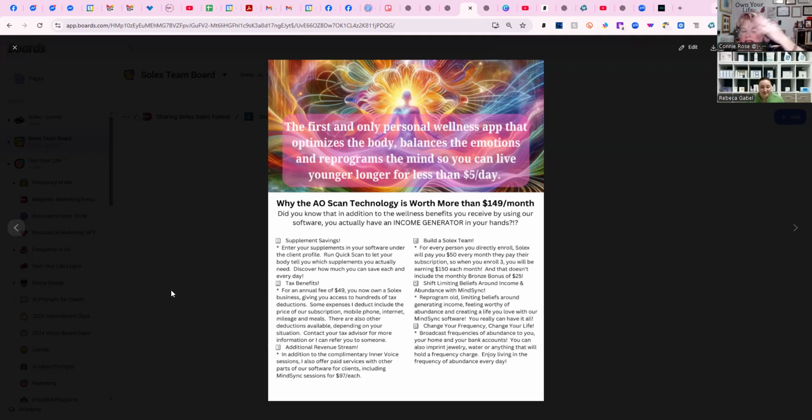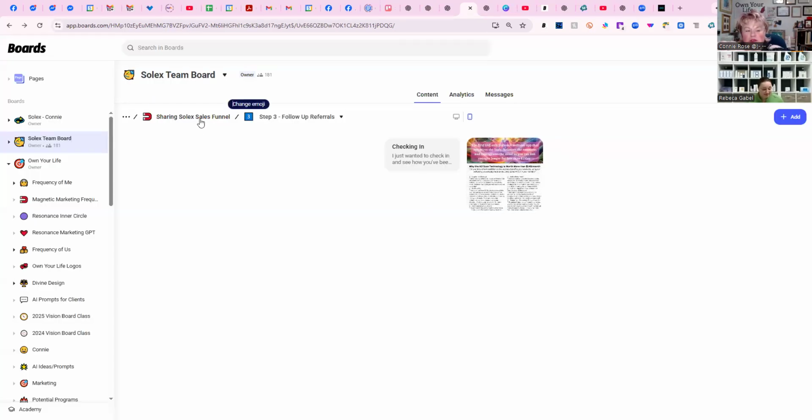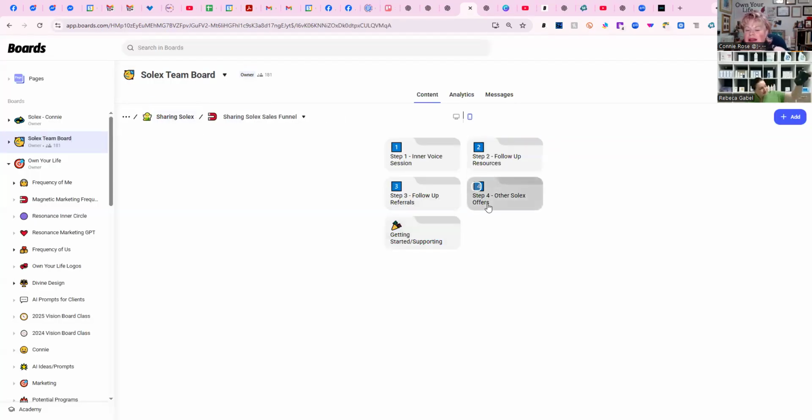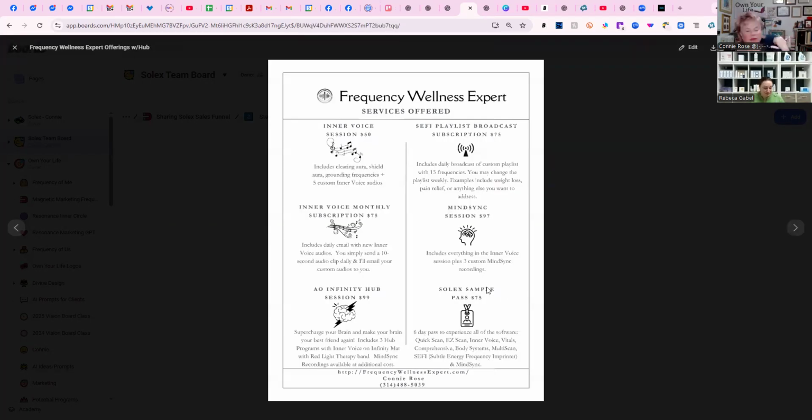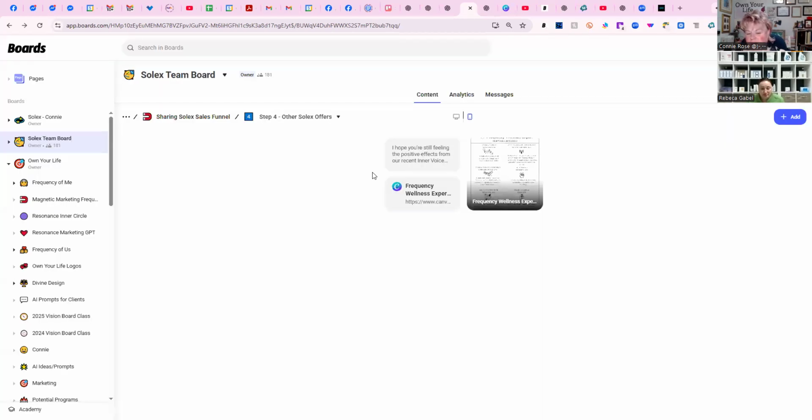So this is kind of how I keep dripping on people. Here are the other Solex offers. This is in the team page. I have a flyer already made. There's a link in another area where you could go into Canva and take out my information and put in your information. You could change the prices. You could change all kinds of stuff. You could do whatever you want, but I'm trying to make it as easy as possible.